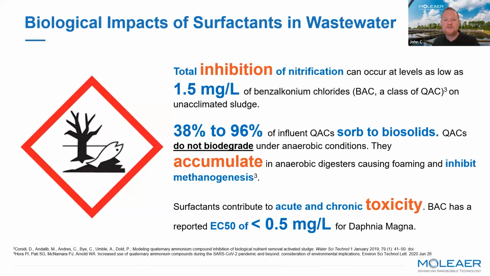Lastly, a lot of these chemicals are not removed through the wastewater treatment process, and they continue into our effluent. Surfactants contribute to both acute and chronic toxicity. Benzalkonium chloride has a reported EC50 of less than 0.5 milligrams per liter, and many times it's 10 times less than that, depending on which report you see. So these chemicals are contributing to whole effluent toxicity tests and both acute and chronic toxicity.